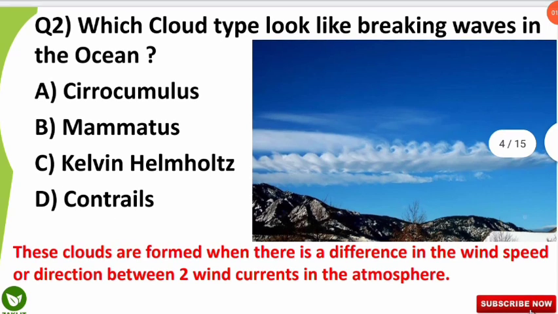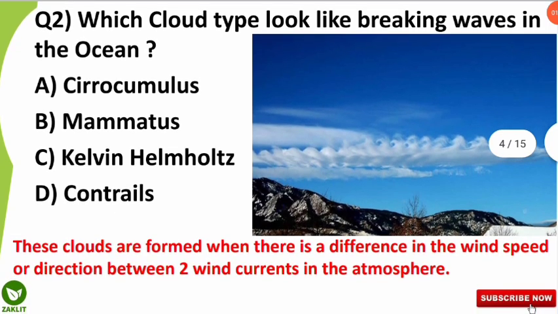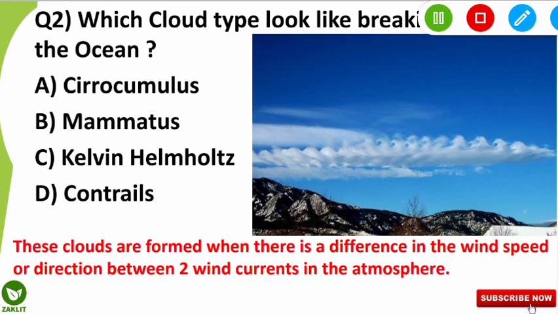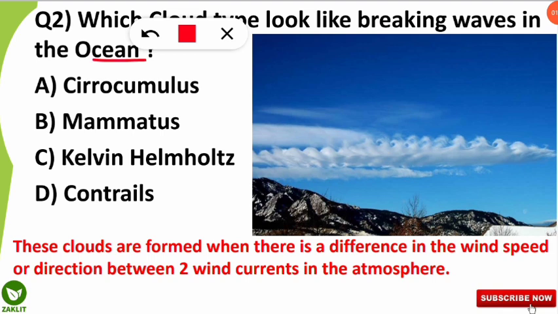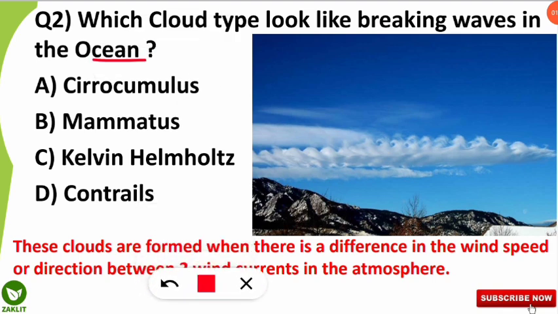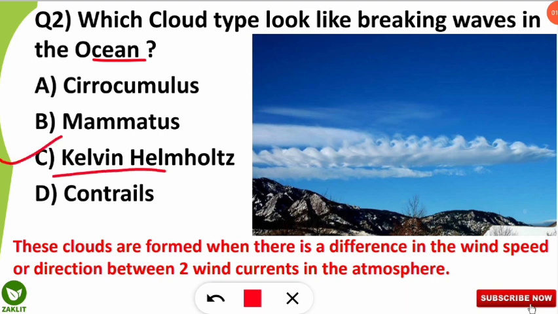The second question was, which cloud type looks like breaking waves in the ocean? And here the correct option among the four will be option number C. Yes, Kelvin Helmholtz cloud type looks like the breaking waves in the ocean, as you can see in this picture, and here are breaks as if in the ocean, so that it is called as the breaking waves in the ocean, that is Kelvin Helmholtz cloud.